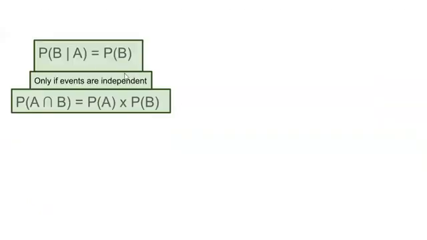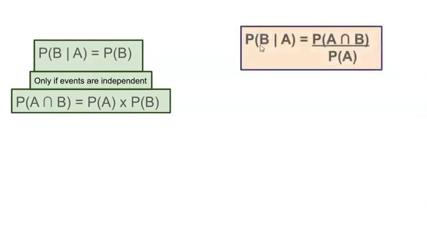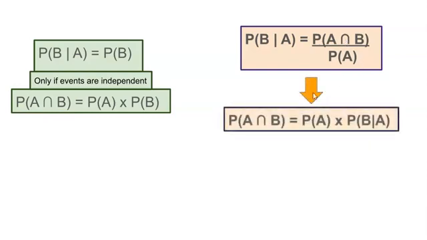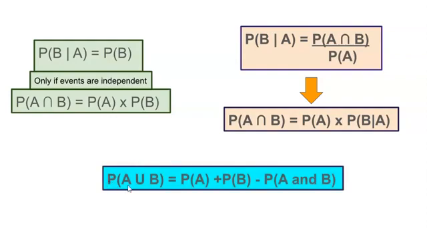So to recap, we have our two different methods for checking for independence. We also know that the probability of B given A equals the probability of A and B divided by the probability of A. We can manipulate this formula to find that the probability of A and B equals the probability of A times the probability of B given A. And this formula will always work to find the probability of A and B, whereas this one over here only works if the events are independent. And then to review our addition rule, the probability of A or B equals the probability of A plus the probability of B minus the probability of A and B.